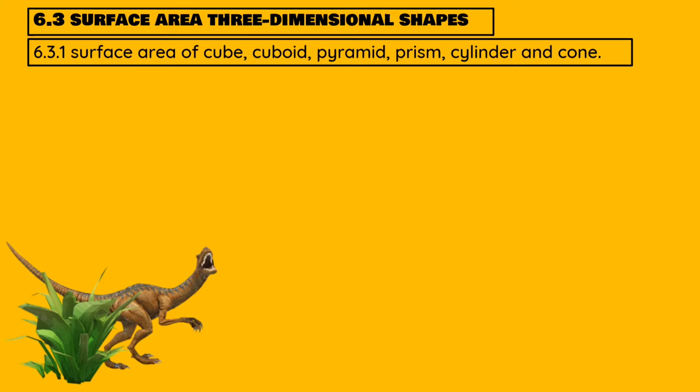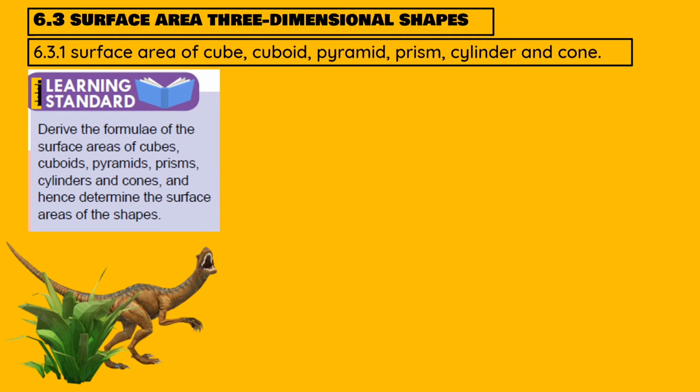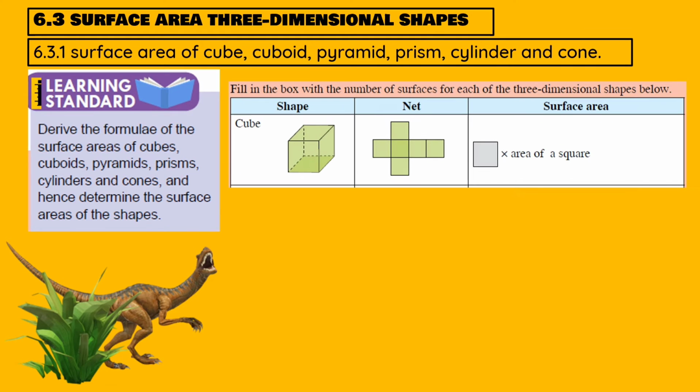6.3 Surface area of three-dimensional shapes. 6.3.1 Surface area of cube, cuboid, pyramid, prism, cylinder, and cone. The learning standard that we are going to achieve here is to derive the formula of the surface area of cubes, cuboids, pyramids, prisms, cylinders, and cones, and hence determine the surface area of the shape. Fill in the box with the number of surfaces for each of the three-dimensional shapes below.